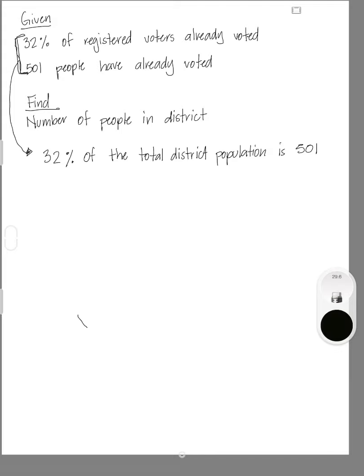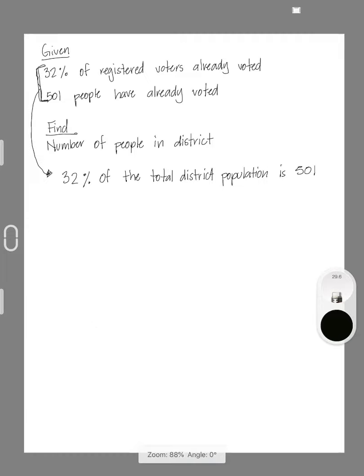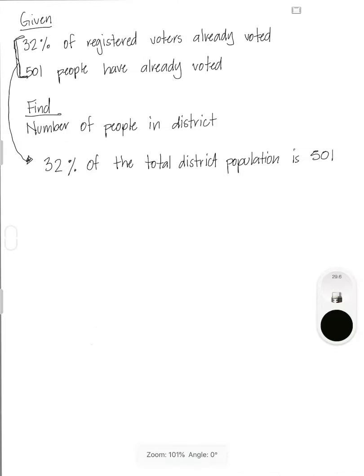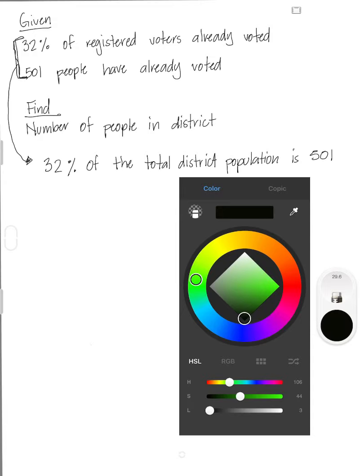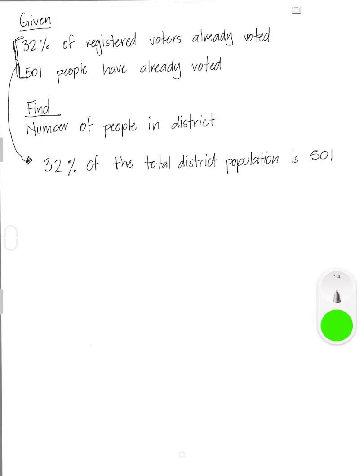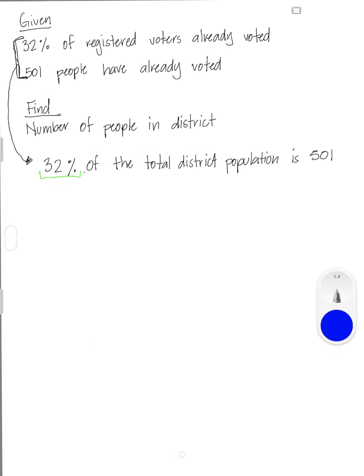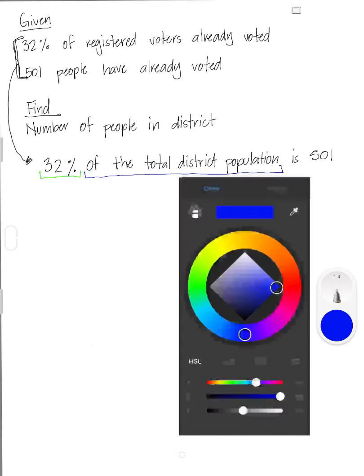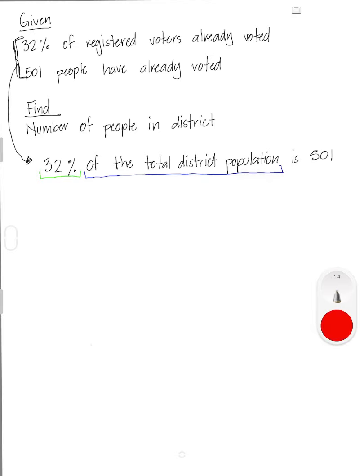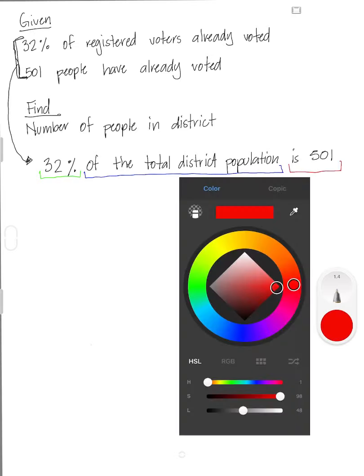So let's go ahead and identify what are the of and the percent, right, that is given. So in this case we have 32 is a percent, right? We don't have the number of, right, the total district population, so that's where we're going to see our variable. And then we have that this percentage is 501.